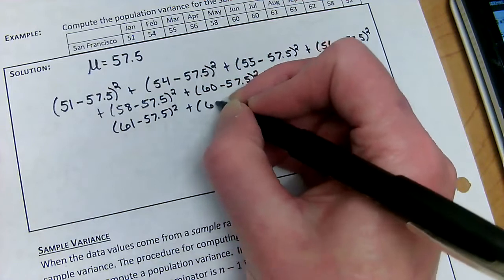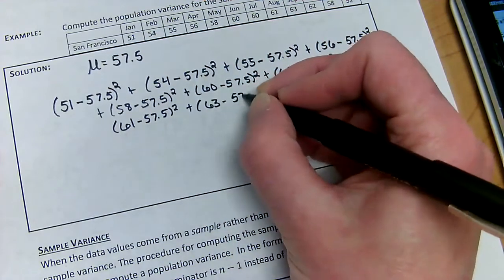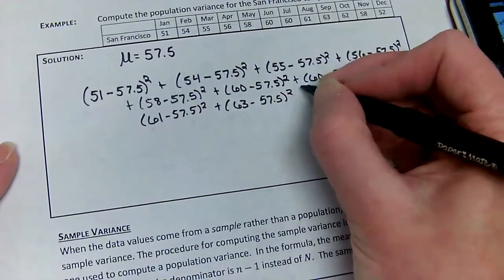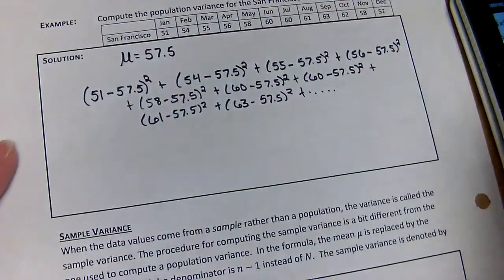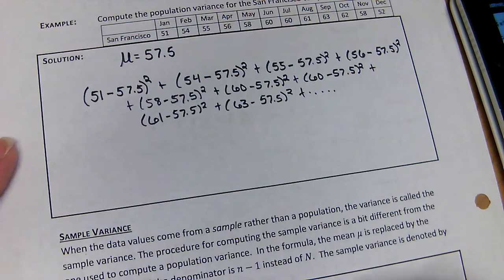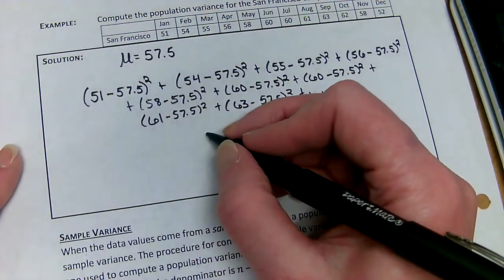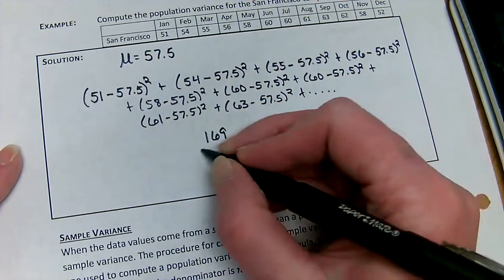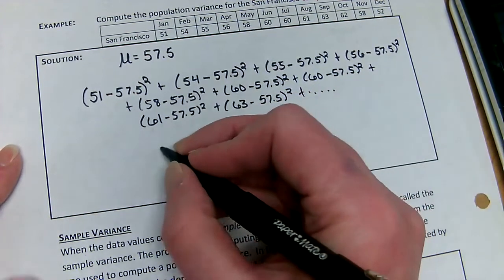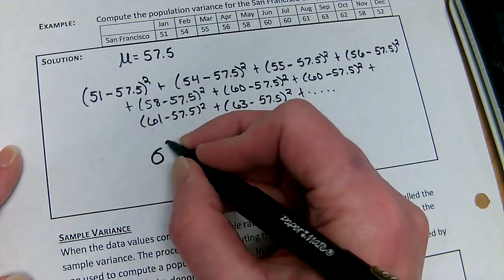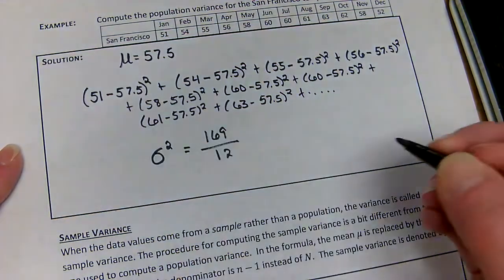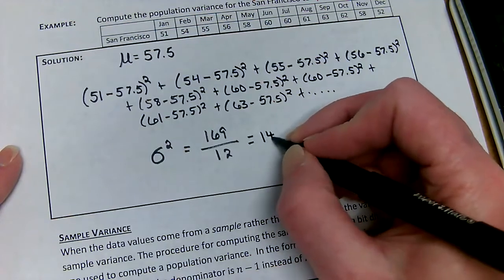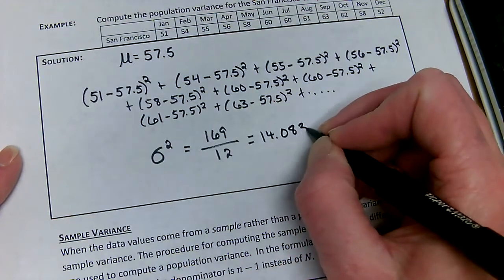Now to speed things along, writing all this down takes forever. Speeding it along, plus dot, dot, dot, I would add all those up. And when I add all those up, I get a total of 169. And I'm going to divide that by 12. This is going to give me my population variance. And it gives me 14.083.